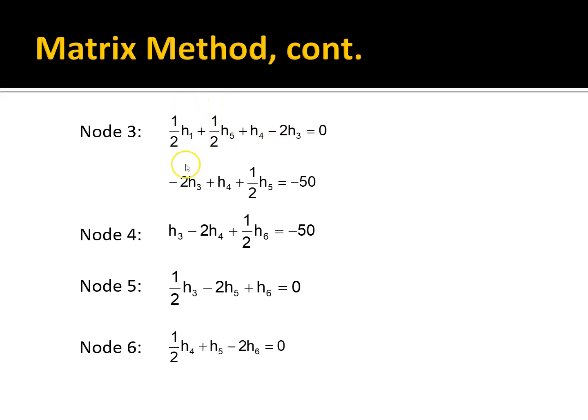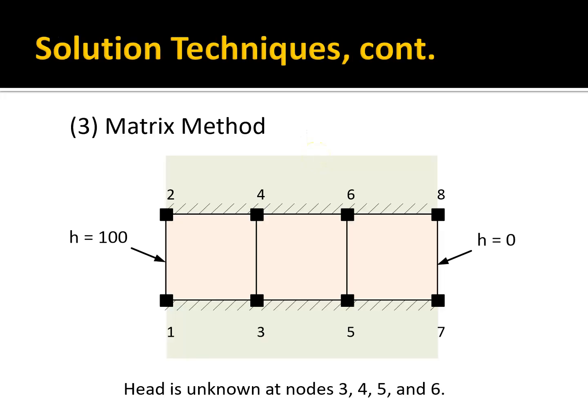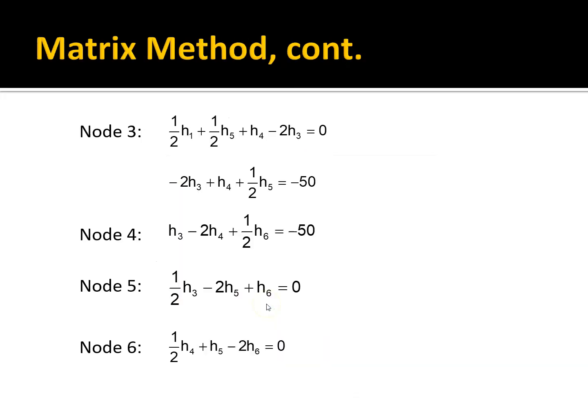So we get 1/2 of H1 plus 1/2 of H5 plus H4 minus 2H3. Okay, so H3 is the node that we're looking at here, and we just pulled it over to the left side. We do that because we want to solve it to where all of the head values are on the left side.